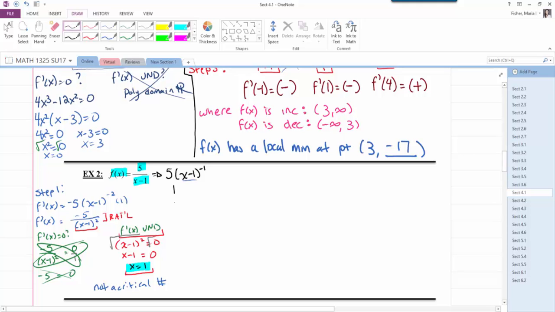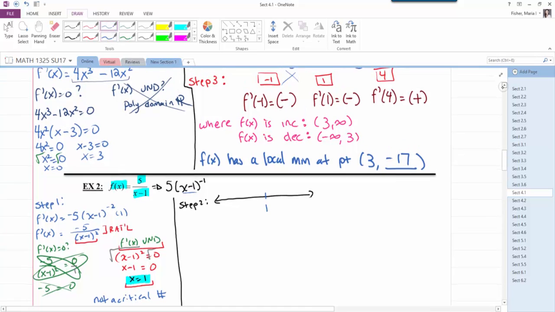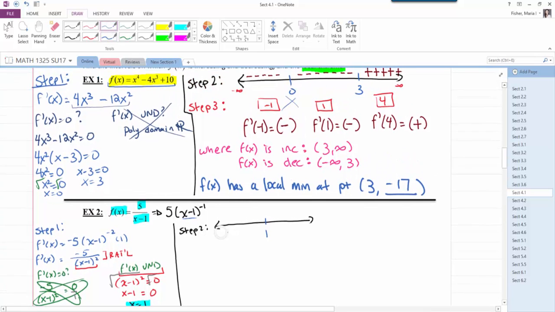So then, step 2 now says to put these numbers, or this number, on the number line. So I'm going to stick the number on the number line. And now step 3 says that we need to choose a test value from each one of the intervals. So here I'm looking at the interval between negative infinity and 1, so I'll choose 0. And here I'm looking at the interval between 1 and positive infinity, so I'll choose the number 2.